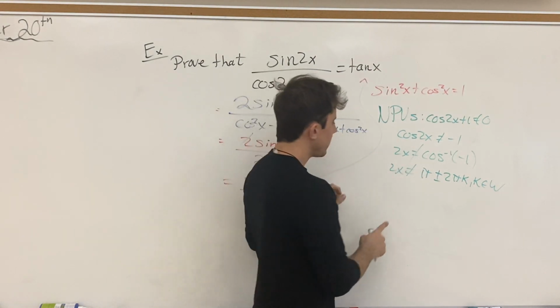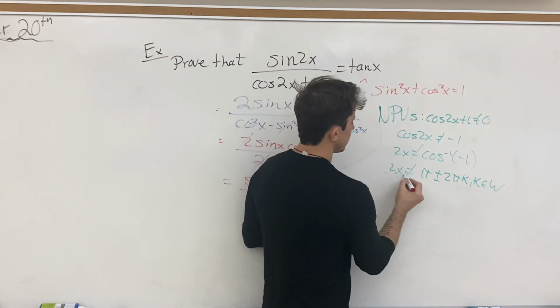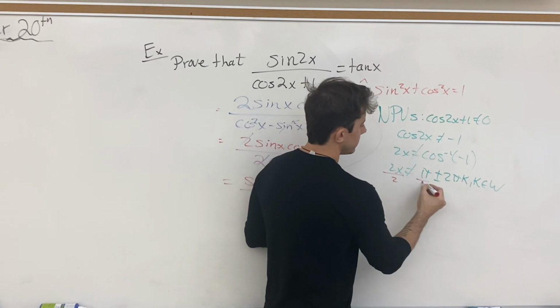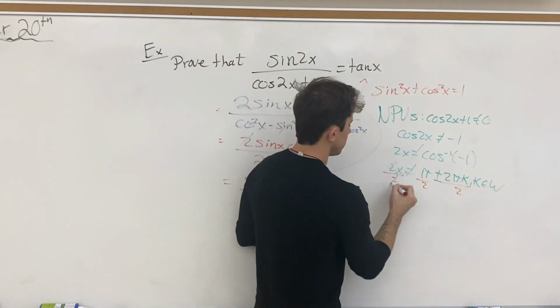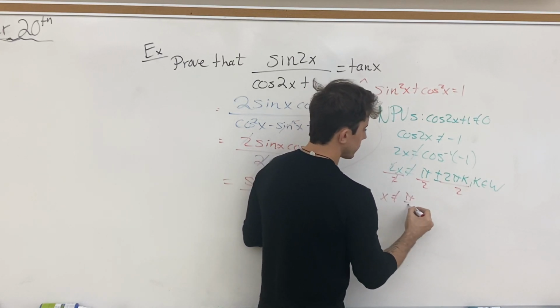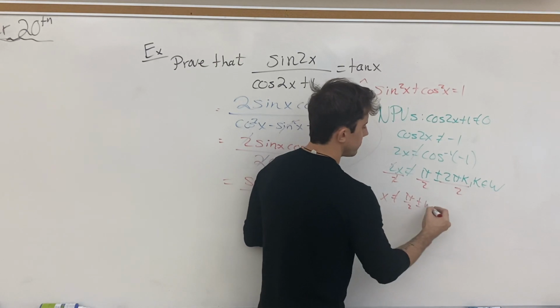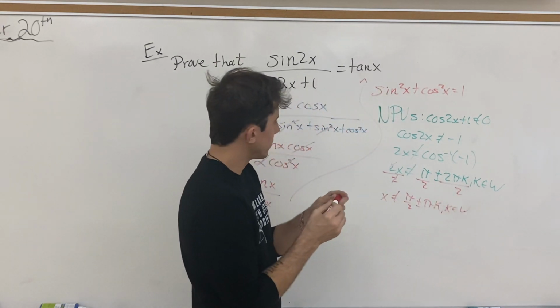And now we still have one last bit of algebra. We're going to divide by 2, and so we divide each part by 2. An important little note here. And so we have ultimately that x can't be equal to pi over 2 plus or minus pi k, where k can be any whole number.